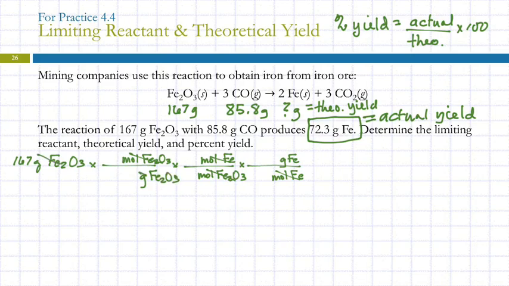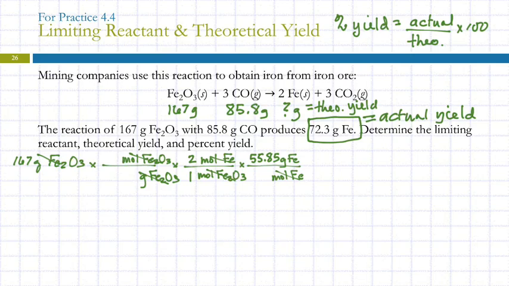And then those labels, those units tell me where to put my numbers. The mole ratio is from the coefficients. 1 mole of Fe2O3 will give me 2 moles of iron. So I'm going to get 2 moles of iron for every 1 mole of Fe2O3. This last one, the molar mass of iron, that's easy because that's an element. That's just 55.85. Read it off the periodic table.